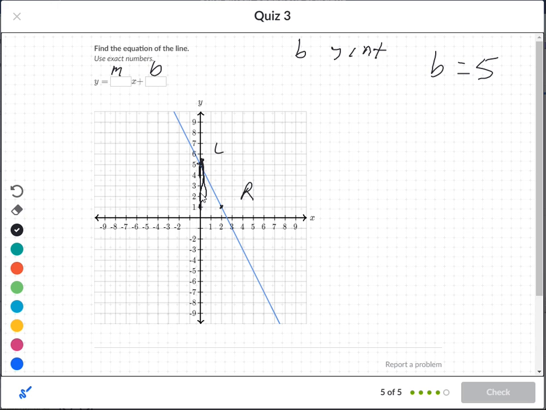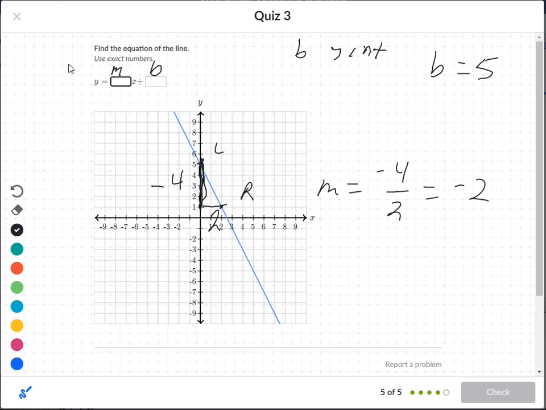The elevator's going down right there. The elevator's going down 4 floors: 1, 2, 3, 4. And then I'm moving across 2 floors. So the elevator goes down 4 floors, and then I move to the right 2 floors. So negative 4 divided by 2 is a negative 2. So m is equal to negative 2. We have all the information we need. So I'm going to type in a negative 2. As for the b, I'm going to put in a positive 5.